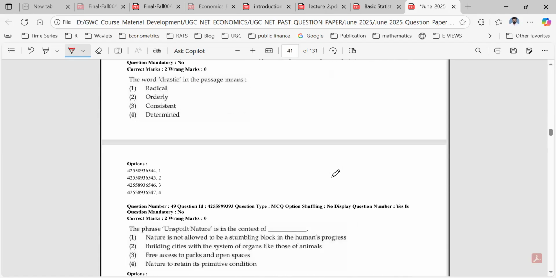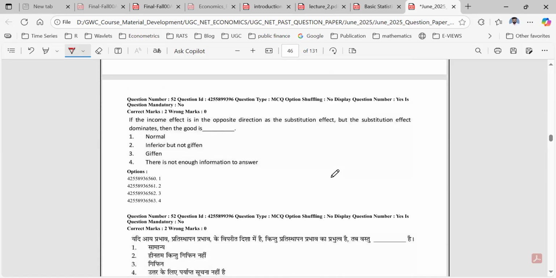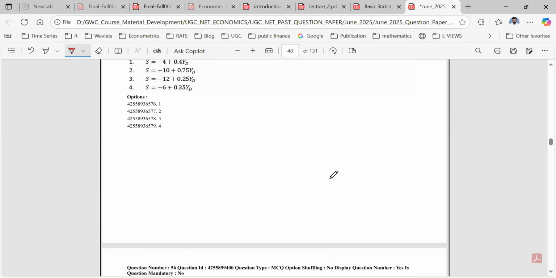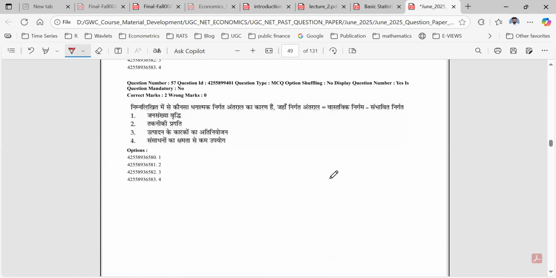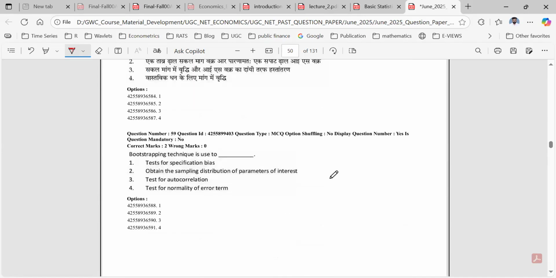This part I'll tell you from where it is starting. Micro we will discuss, right? And you can see it is starting from here. Question number 59. You get it? Bootstrapping technique is used to what? What will be the answer? Obviously this will be a completely new terminology for you, isn't it?